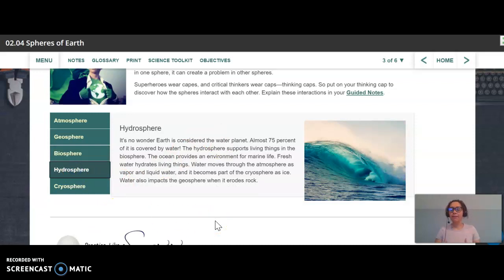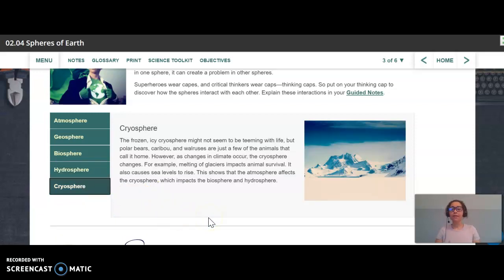So about 75% of the Earth is covered by water. So when something living is in the water, that's how the hydrosphere and the biosphere can interact. And then think about erosion or deposition or weathering. Water can reshape the Earth's surface. And then finally, water interacts with the atmosphere because when water evaporates and ends up in the atmosphere, it'll condense to make clouds.